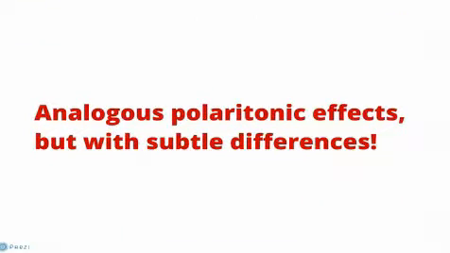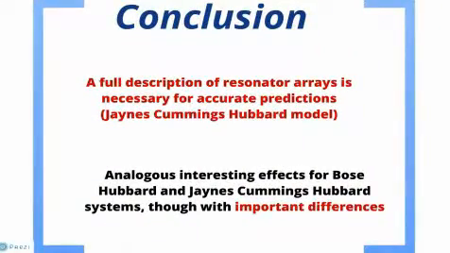In both cases, we found polaritonic equivalence when we properly described the resonator array. However, there are subtle differences in tunabilities from the purely photonic case. And this reflects our general conclusions in this work, that driven dissipative resonator arrays must be described by the full Jaynes Cummings Hubbard model to make accurate physical predictions.